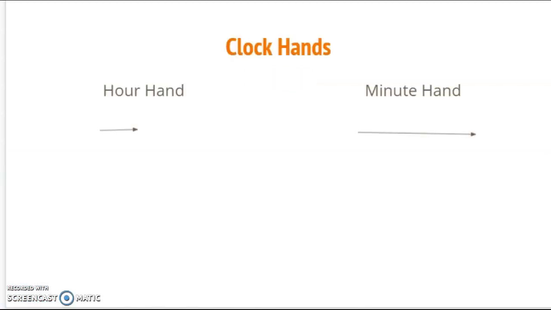So on an analog clock, there are two hands. A hand is an arrow on the clock. There is the hour hand, which is the short hand, and there is the minute hand, which is the long hand.